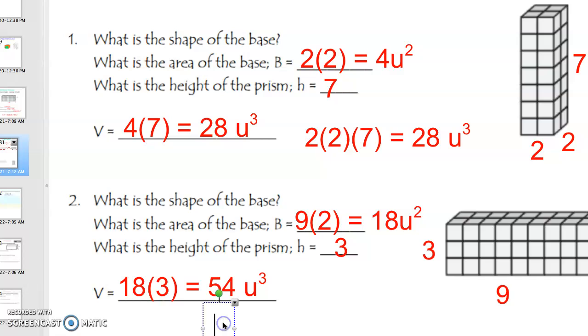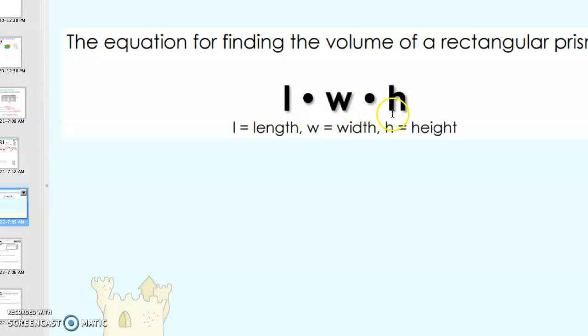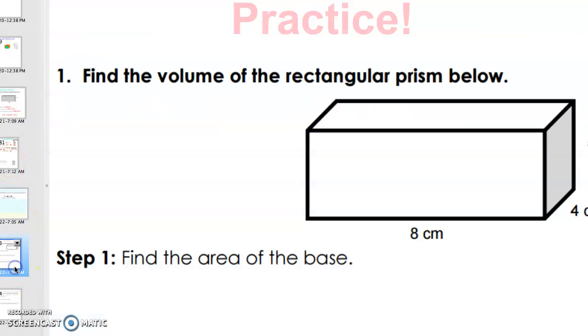And again, the faster way of doing it is just length times width times height, which is 9 times 2 times 3, which is 54 units cubed. Okay. So again, it's length times width times height. That's how you find the volume of a rectangular prism.